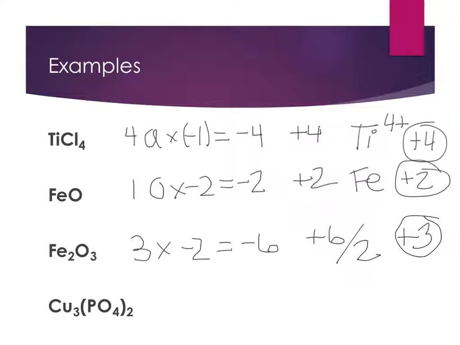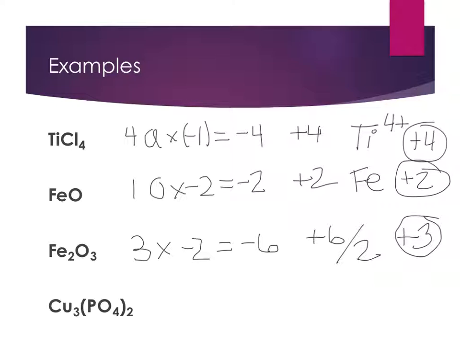Now why do we know that? 2 times +3 gives me +6. 3 times -2 gives me -6. -6 plus +6 must equal 0. So basically the number times the charge of the cation has to equal the number times the charge of the anion.